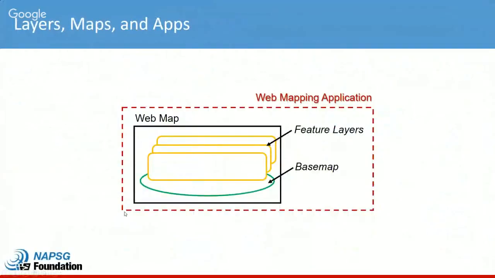But the real power of the web map is the fact that we can share them as applications. So think of the applications as this fancy wrapper or fancy clothes we put on our web map so that it's presentable and so that it solves problems for people who maybe aren't familiar with a web map or aren't familiar with GIS.